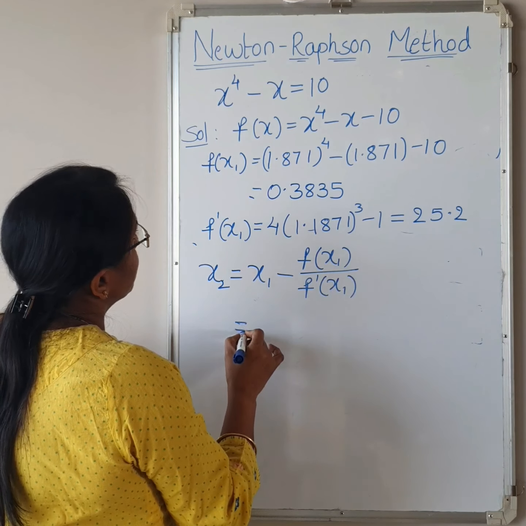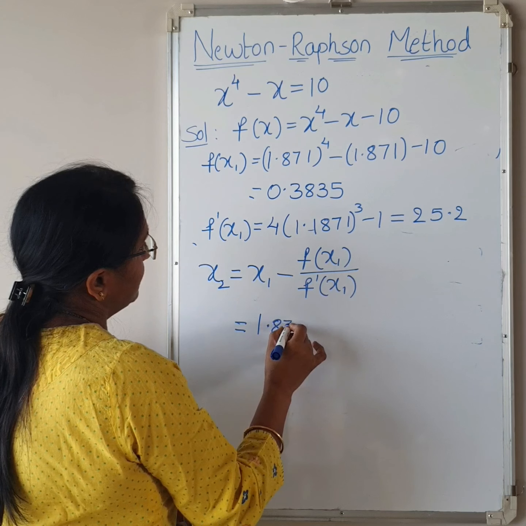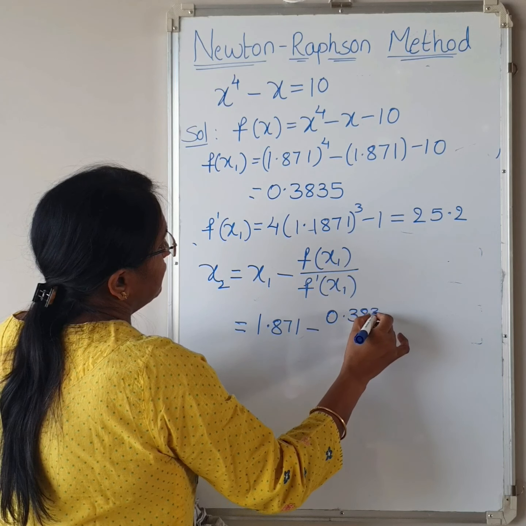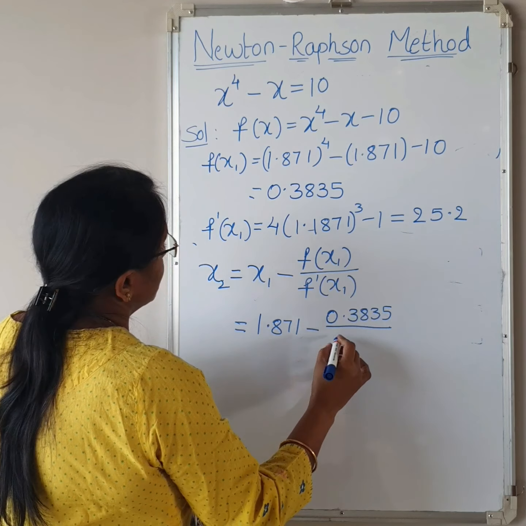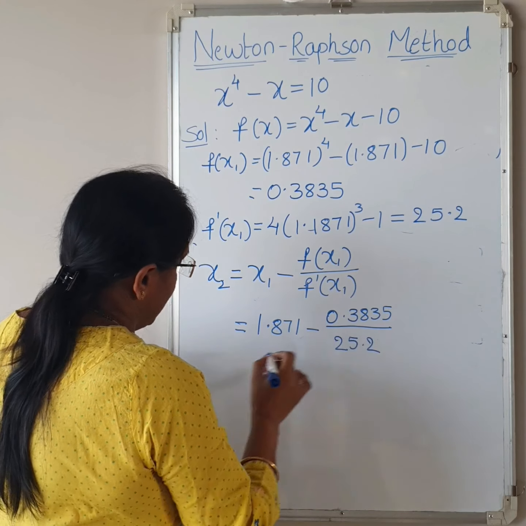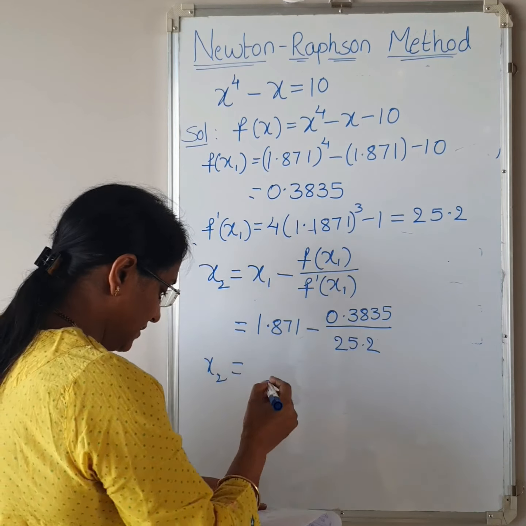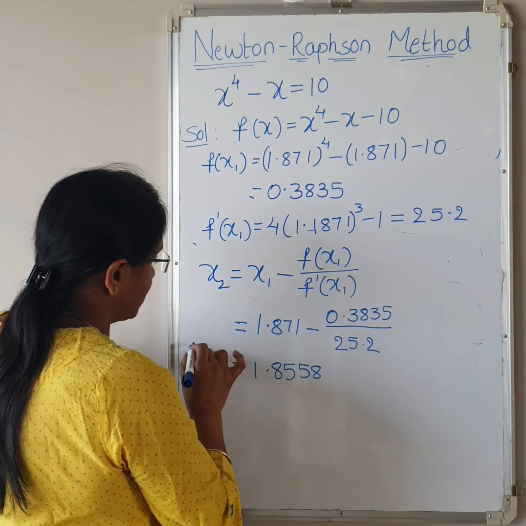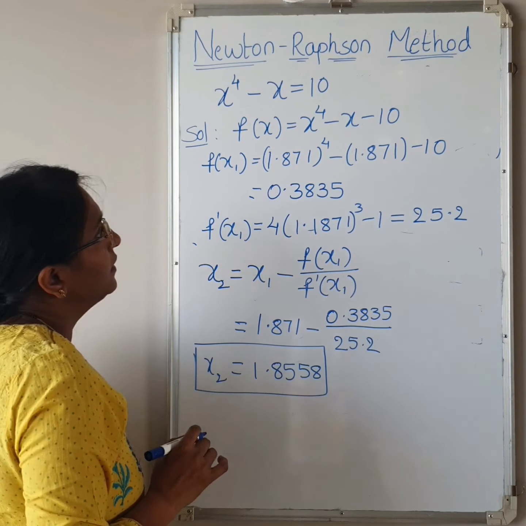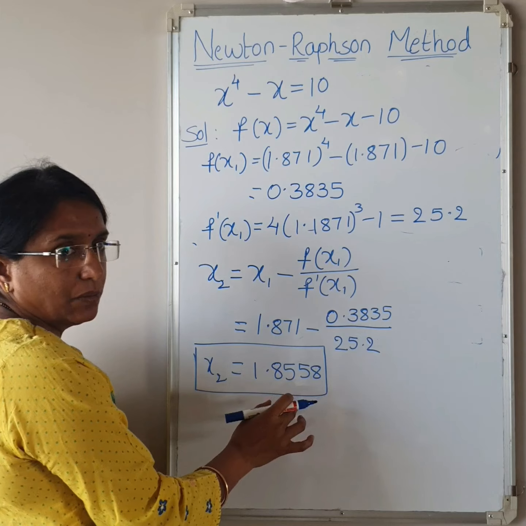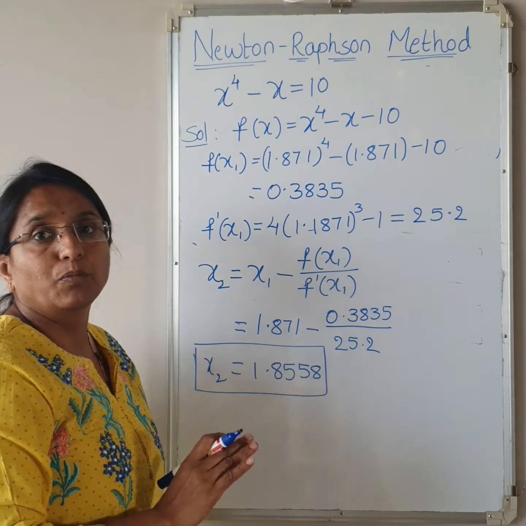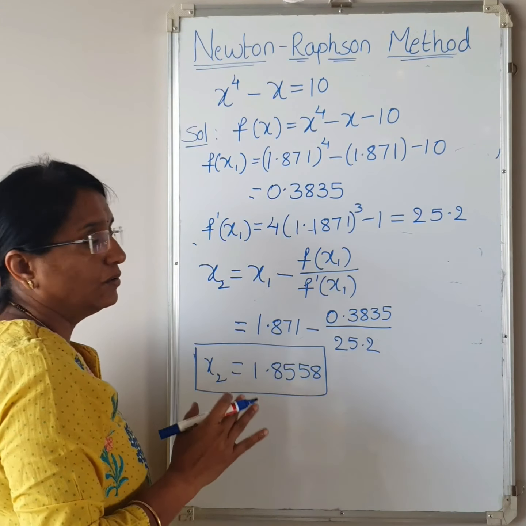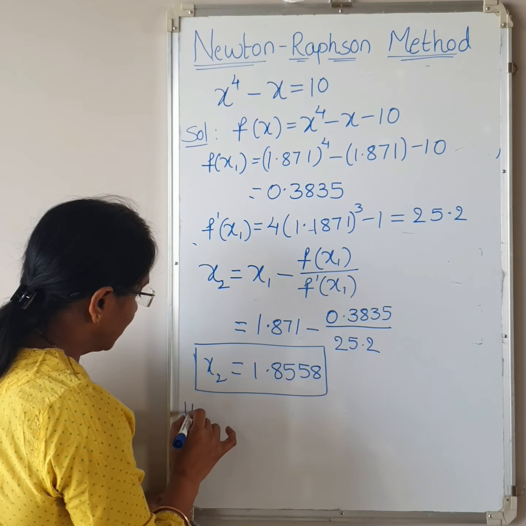So x1 is 1.871 minus f(x1) is 0.3835, f dash x1 is 25.2, and x2 is equal to, the answer is 1.8558. Again you can compare x1 and x2, they are very near: 1.871 and 1.8558, and our neighborhood point is 2. These answers should be near to 2. This is the second iteration. We will take the third iteration.